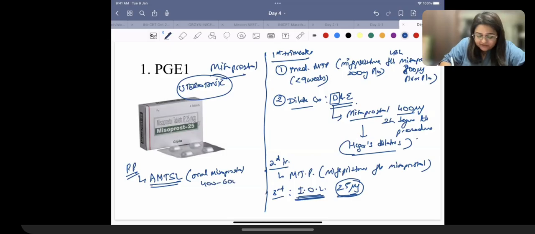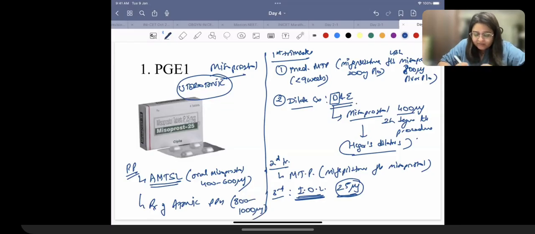400 to 600 microgram. Just give her oral tablet once she has delivered the baby. This will contract the uterus. It is also used in treatment of atonic postpartum hemorrhage. Here you can give 800 to 1000 microgram of the drug to contract the uterus. So these are the uses of misoprostol or PGE1.